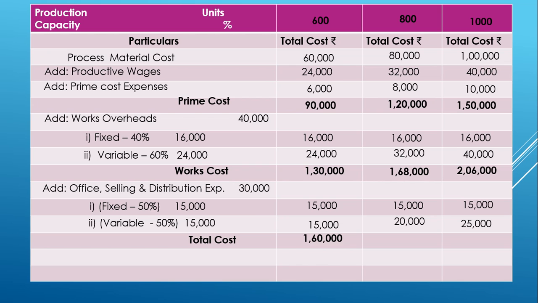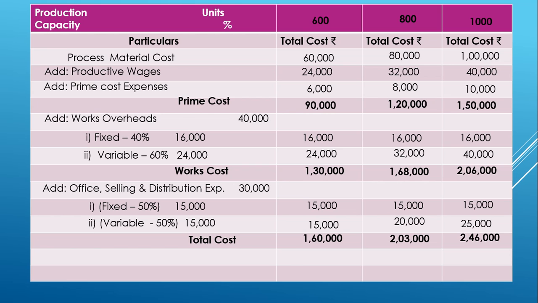Then for 1,68,000, we will add 15,000 plus 20,000. It will come as 2,03,000. In 2,06,000, we will add 15,000 and 25,000. It will come as 2,46,000.